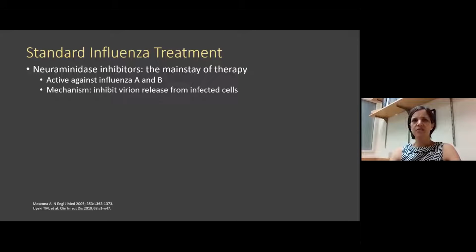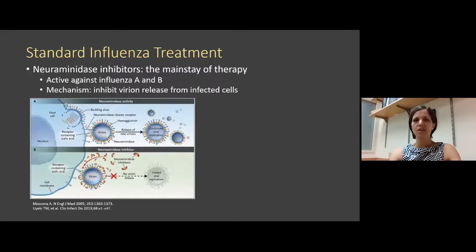So what is standard flu treatment? Neuraminidase inhibitors are really the mainstay of therapy. They're active against influenza A and B. The mechanism is that they inhibit the virion release from infected cells, which you can see in this nice picture here. So basically, the virus buds off after it's replicated.